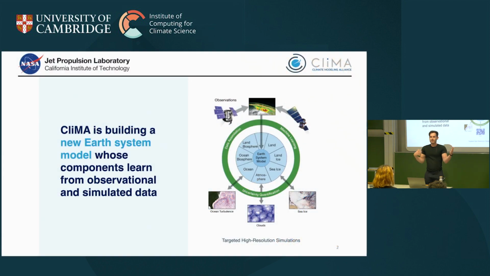So I know we're familiar with CliMA now, but what is CliMA, right? CliMA is building a new Earth system model whose components learn from observation and simulated data. What we're trying to do with CliMA is create a new Earth system model in a new language from scratch. The idea is that these climate models are system models, they have all these compartments and representations of the Earth system. And we're going to use the wealth of Earth observations to drive and determine some parameters of these models with machine learning in mind as well. And more specifically, I'm going to talk about the land model.